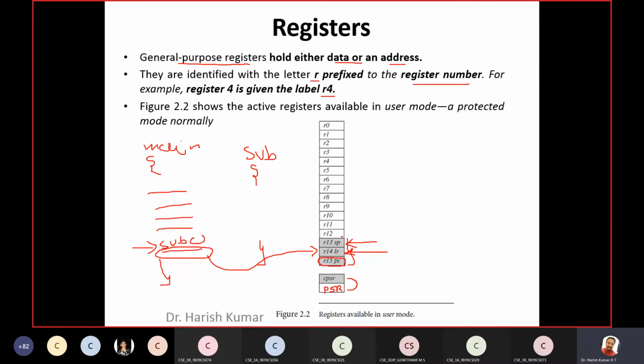Yes, sir. Among these, CPSR and SPSR are the special registers, and the R0 to R15 are the general purpose registers. Among these general purpose registers, the last three have special usage. R13 acts as the stack pointer and R14 acts as the link register. I guess all of you understood what a link register is. It stores the return addresses whenever functions or subroutines are called. And then R15 acts as the program counter.